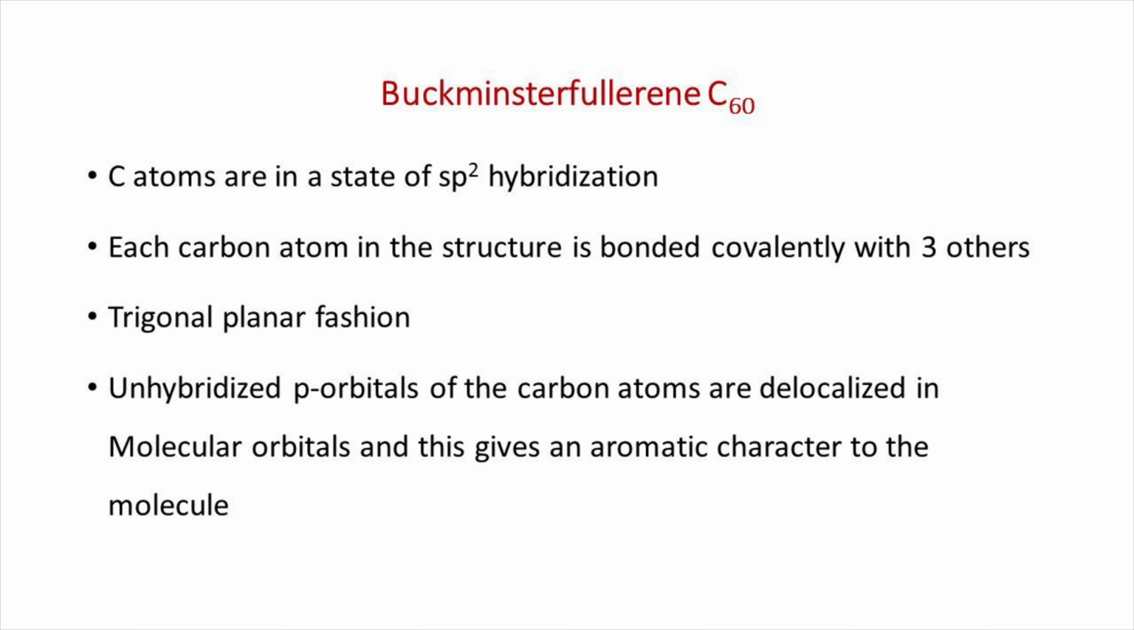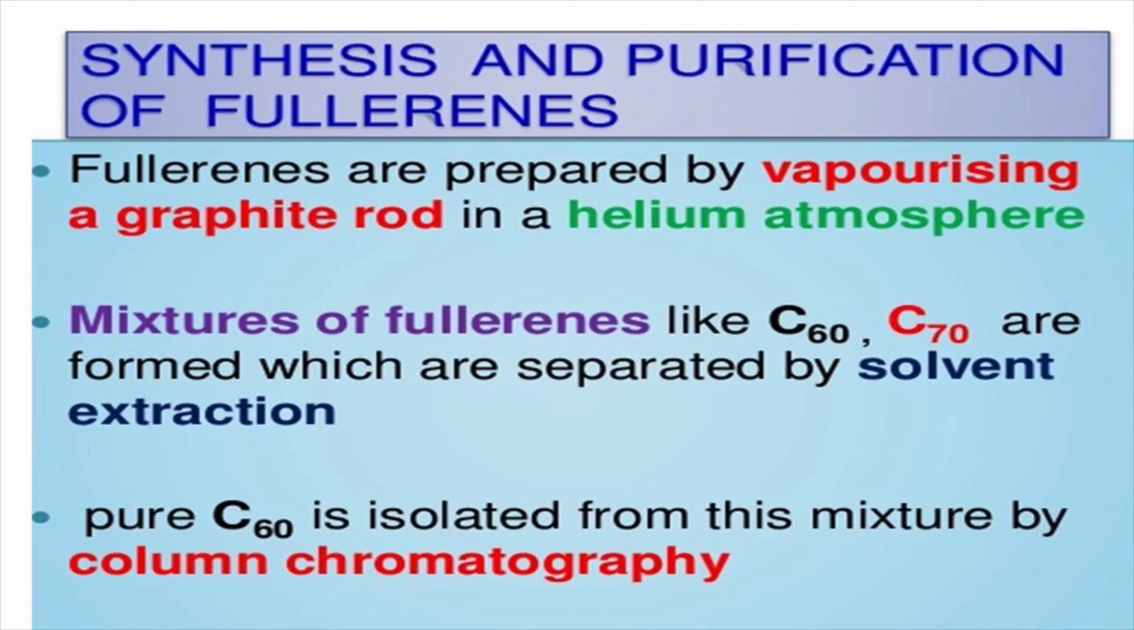Carbon atoms are in a state of sp2 hybridization in fullerene. Each carbon atom in the structure is bonded covalently with 3 other carbon atoms, so it has a trigonal planar geometry. Unhybridized p orbitals of the carbon atoms are delocalized in molecular orbitals, and this gives an aromatic character to the molecule. Next, we can discuss the synthesis of fullerene.